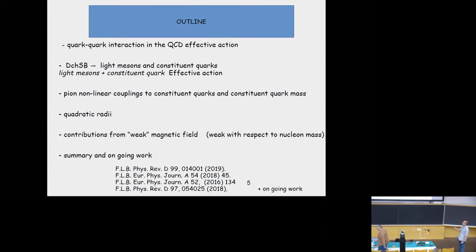Okay. So this is the outline of the talk. Basically, I follow the logic of the work. I start with a quark-quark interaction in the QCD effective action for quarks. Then I discuss the general ideas of dynamical chiral symmetry breaking and the introduction of light meson fields, until I obtain a nonlinear pion coupling to constituent quarks and a constituent quark mass from that. Then I can calculate form factors, average quadratic radii, and eventually contributions for weak magnetic fields. These are basically in these works here.